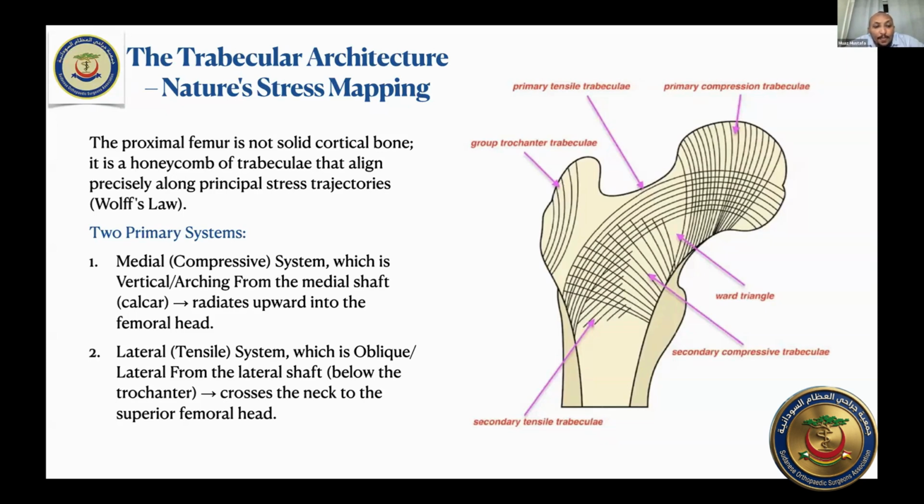The lateral or tensile system is oblique, running laterally from the lateral shaft, crossing the neck to the superior femoral head, which also consists of primary and secondary trabeculae. There is another group of trabeculae in the GT, and also a crossing of the compressive and tensile systems, leaving a triangle called Ward's triangle, which is the weakest point.